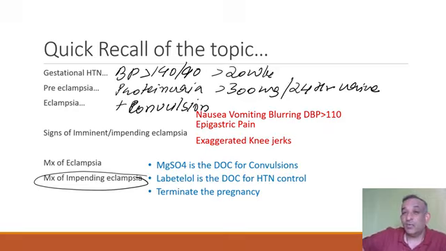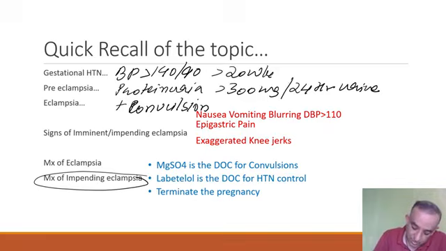Along with that, if the patient convulses, we say it's eclampsia. Before the convulsion, we call it the stage of impending or imminent eclampsia. So what is the management of impending eclampsia? Just the same. She is reaching the worst case scenario, so the management is just the same.